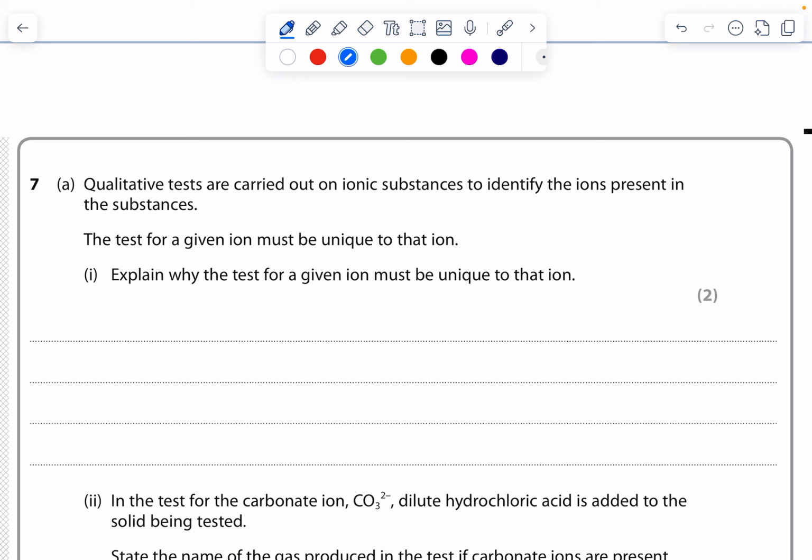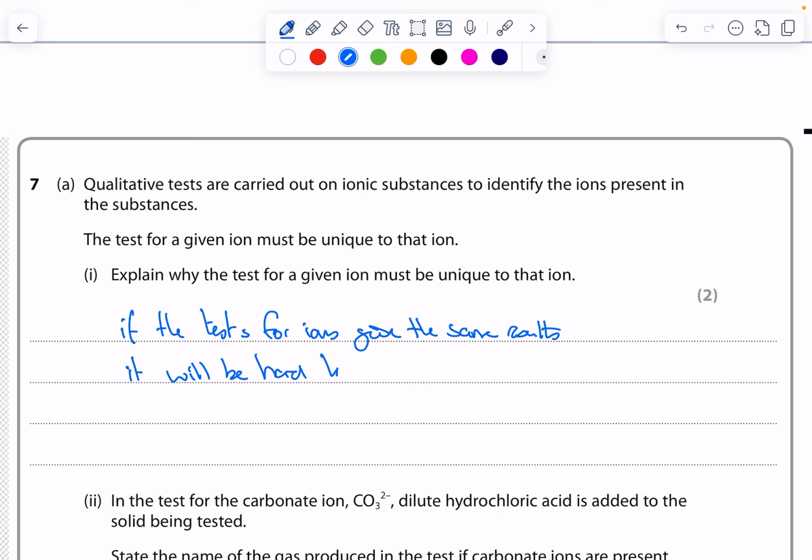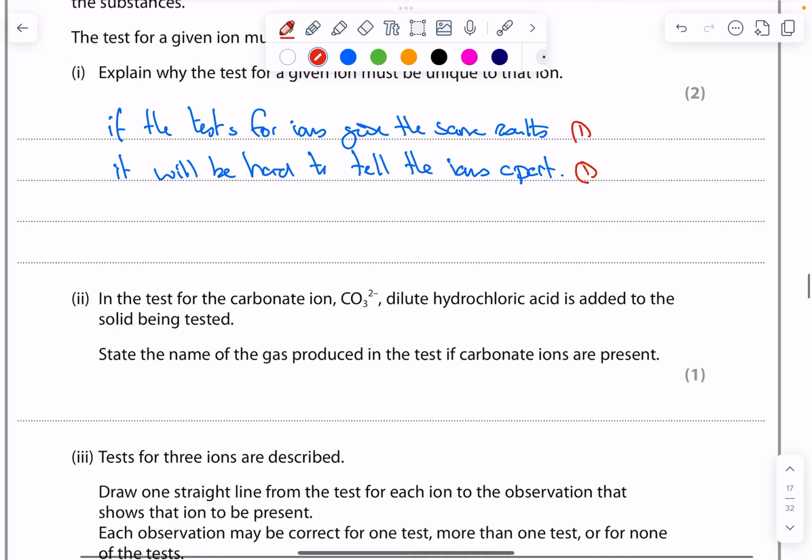So if we put that into words here, if the tests for ions give the same results, it will be hard to tell the ions apart. So for example, if they both produce the white precipitate, we wouldn't know which ion is present because the two ions are producing the same result. So 1 mark for each bit.